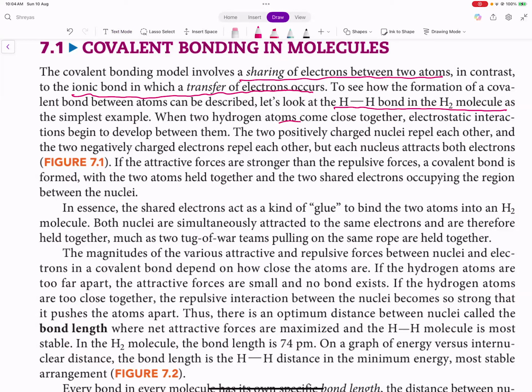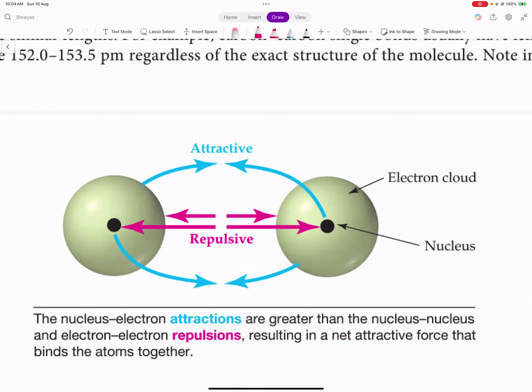When two hydrogen atoms come close together, electrostatic interactions begin to develop between them. Each hydrogen atom has one proton and one electron, right? There's an electron cloud, and the electron clouds repel each other. This is the electron cloud repulsion. Both the protons are positively charged, so they will also repel each other.